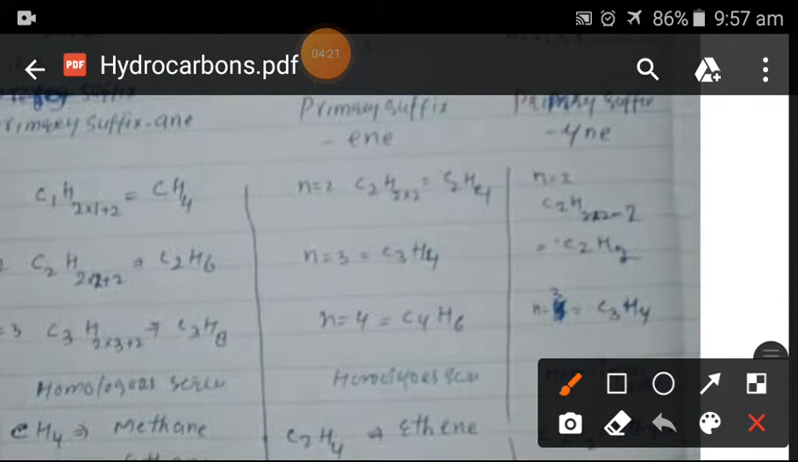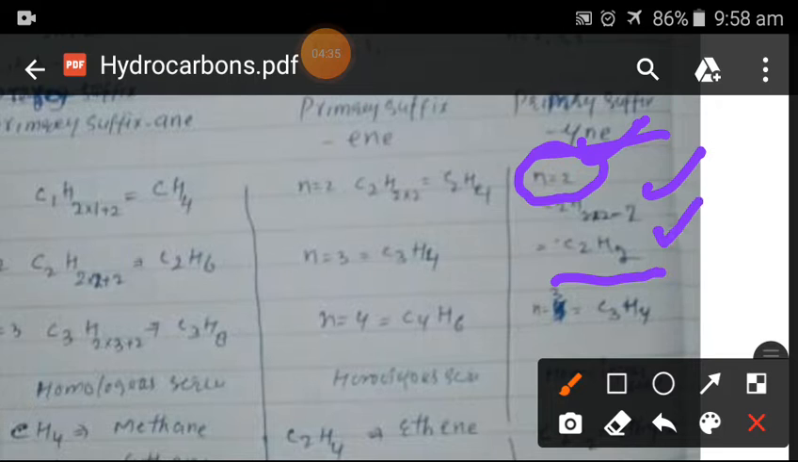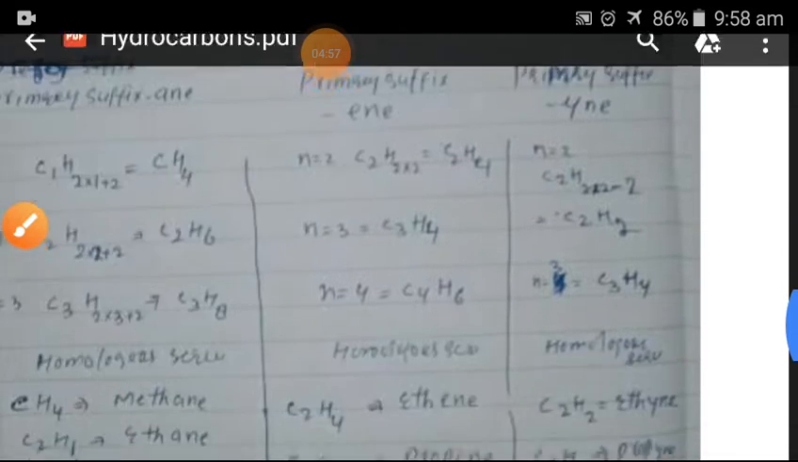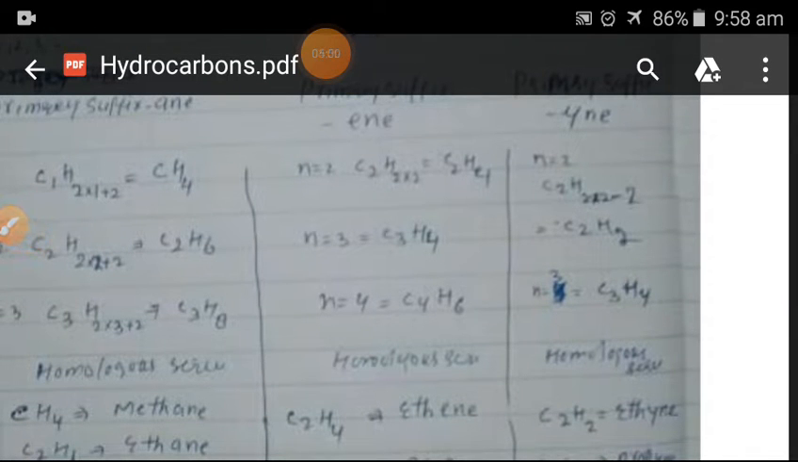Similarly, for alkynes, when you give the numbering starting from n equal to 2, the first member is C2H2×2-2, which becomes C2H2. This is called ethyne. Similarly, n equal to 3 gives C3H4, which is propyne. Clear? Accordingly, n equal to 4 forms butyne. So the number of members keeps increasing by giving successive numbers. Clear?